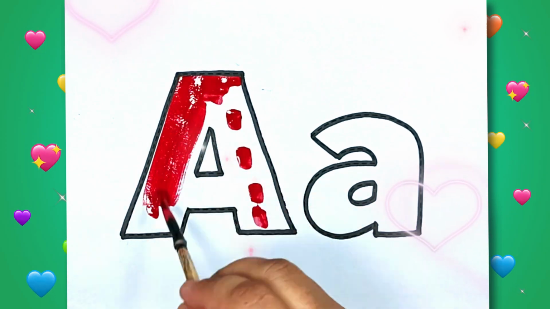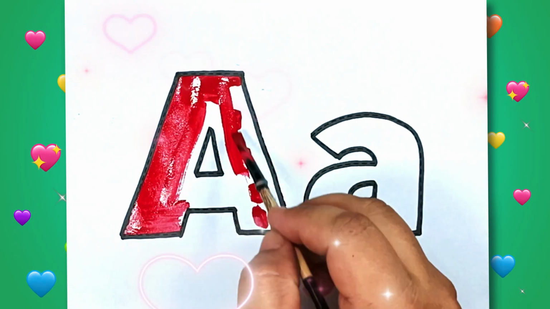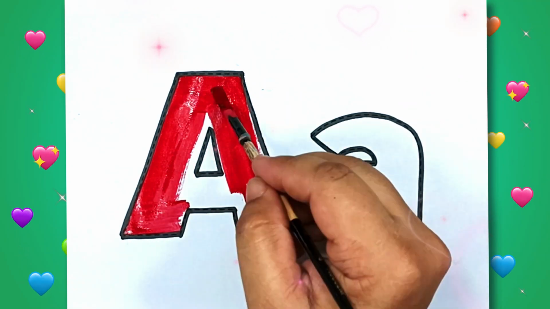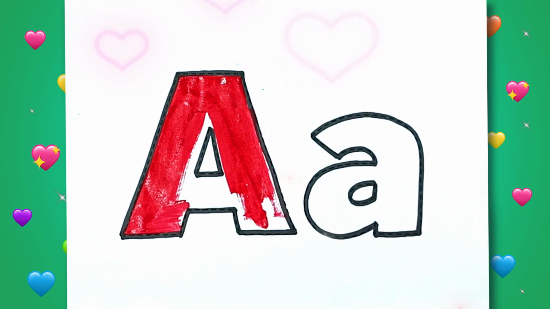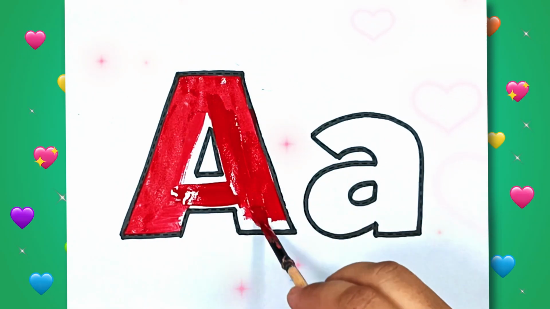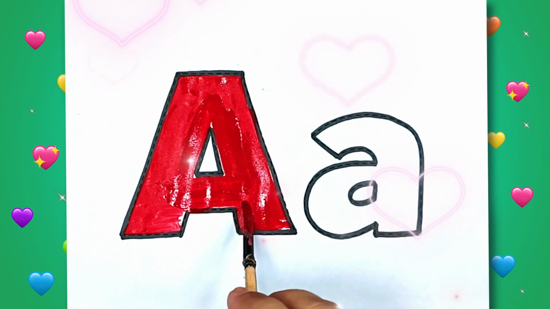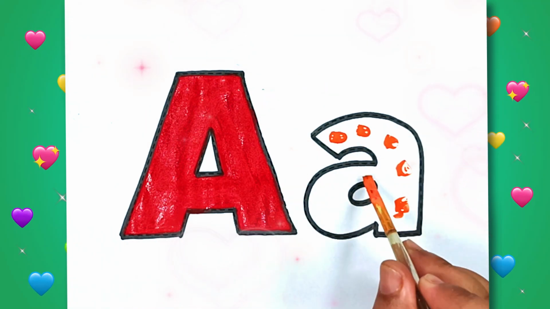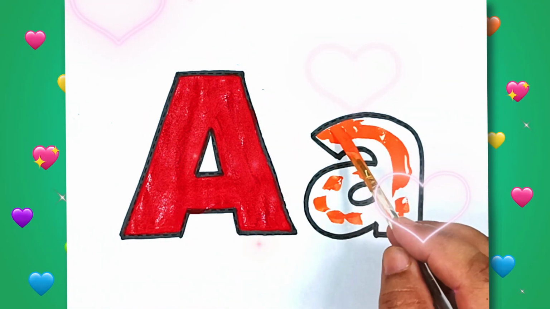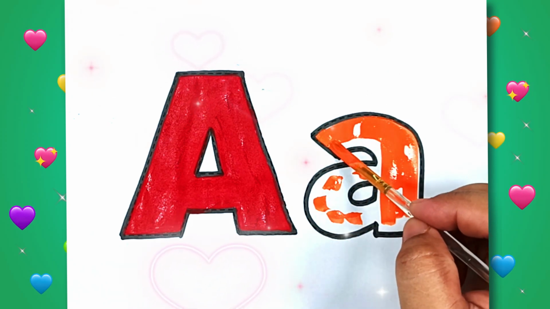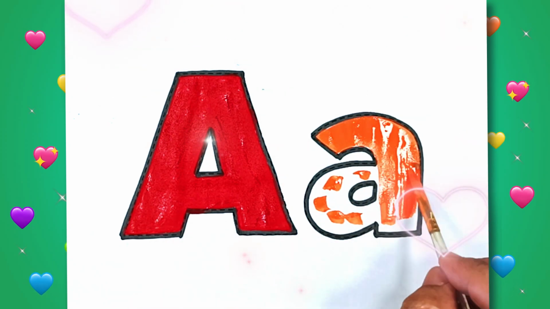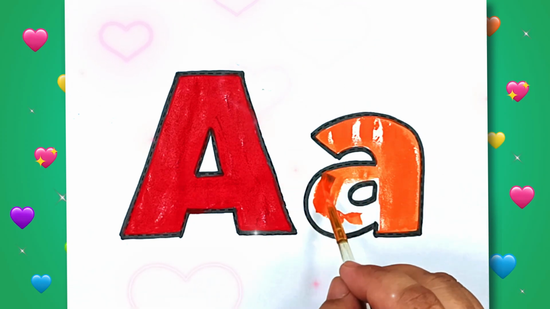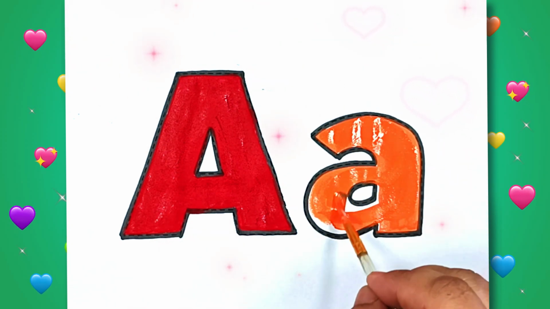Next time, won't you sing with me? A, B, C, D, E, F, G, H, I, J, K, L, M, N, O, P, Q, R, A is for S, apple. T, U, V, W, X, Y, and Z. Now I know my ABCs. Next time, won't you sing with me?